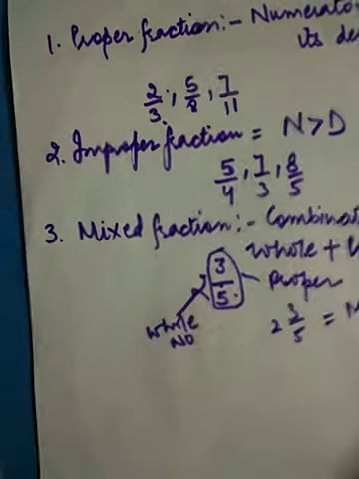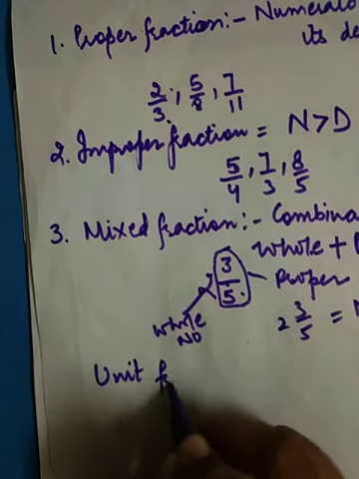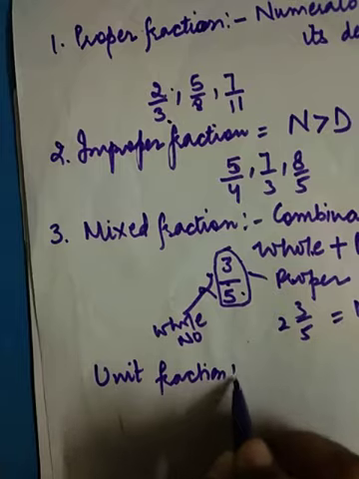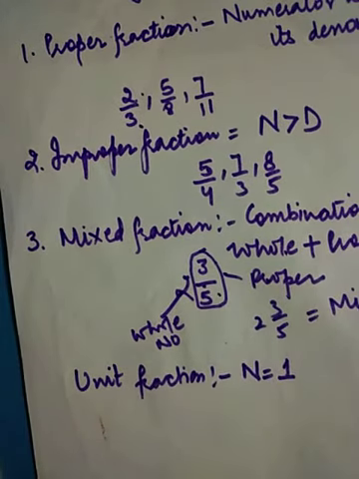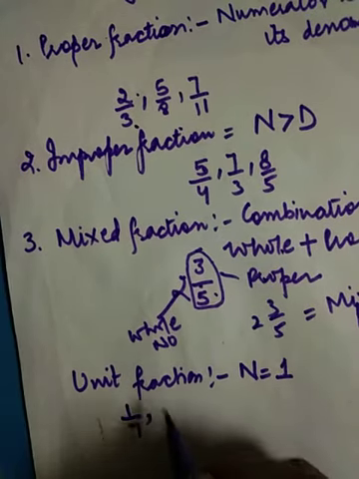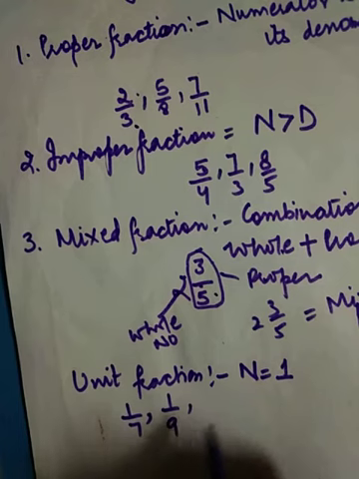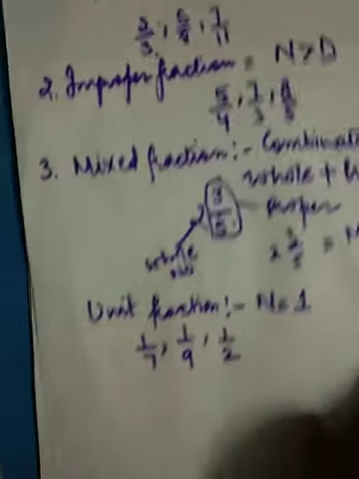Now next is unit fraction. What is a unit fraction? A unit fraction is one whose numerator is equal to 1. Okay, fine. So we can write 1 by 7, 1 by 9, 1 by 2. These all are unit fractions.